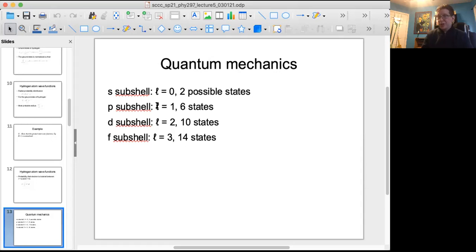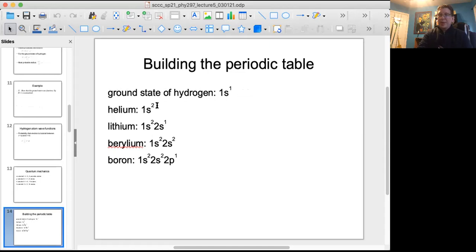In the p subshell, which corresponds to l equals 1, well, then m sub l is 1, 0, or negative 1. So there are 3 possible values of m sub l, each with 2 possible values of m sub s. That's 6 states. With l equals 2, m sub l can be 2, 1, 0, negative 1, or negative 2. So 5 possible values of m sub l, 2 possible values of m sub s. That's 10 possible states. And we already did the f subshell for l equals 3. We got 14 possible states. And so you build the periodic table from this.